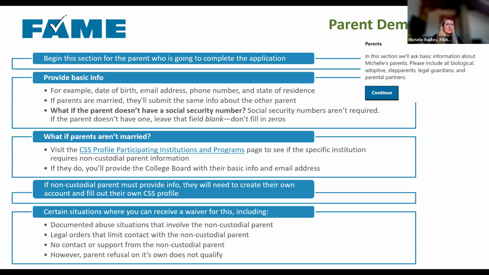So in certain situations in which a student may not have access to or contact with that non-custodial parent, a student can receive or request a waiver for this as well. Again, this will be school specific, so have the student contact the school independently. This isn't something that they could waive through the College Board site, but it could be requested due to a number of different circumstances, including documented abuse situations, any sort of legal order from the court.